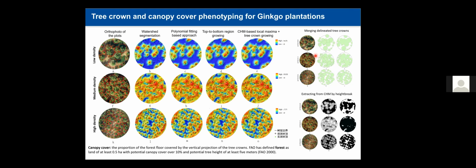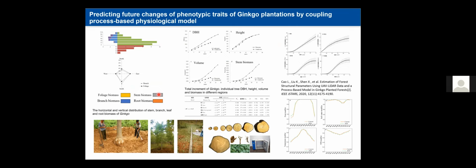And we also do some research. We not only use the remote sensing data, but also some field data. We cut some single trees to fit the allometric equations, and use the allometric equations and the remote sensing data, coupled with a process-based physiological model. Then we can use future climate data.